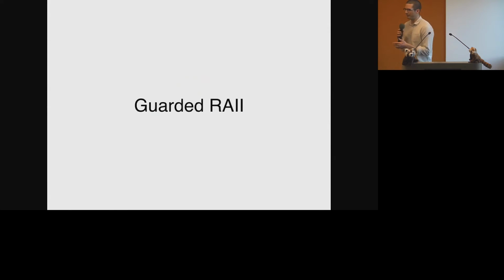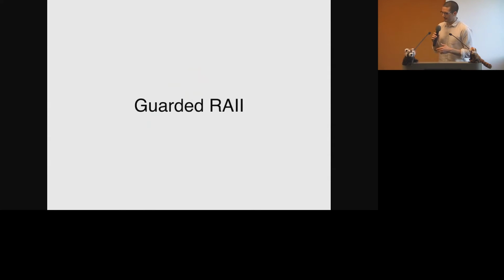So the basic RAII idea is you create a value which is stack allocated, and that presumably does some kind of resource allocation. And then when that value goes out of scope, it gets automatically deleted because it's getting pulled off the stack. Its destructor runs, and in that destructor you do some tidying up. Okay, so this is very convenient.